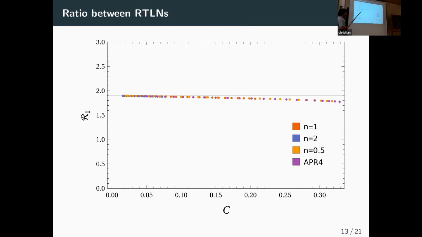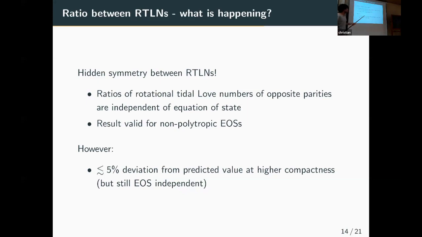We basically obtain that the ratio is always the same, although not constant. This is the constant value that was predicted by the Lagrangian formula, and we see that for low compactness, it goes to that value, but for higher compactness, it deviates a bit, by about 5% from the predicted value. So what we found here is that there must be some hidden symmetry between the RTLNs, hidden in the sense that it is not obvious from the perturbation theory point of view, because their ratios are independent of the equation of state, although they are not constant. This is really a result that does not care about what is happening inside the body. This is a GR result.